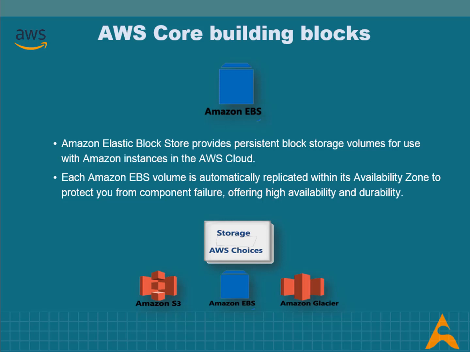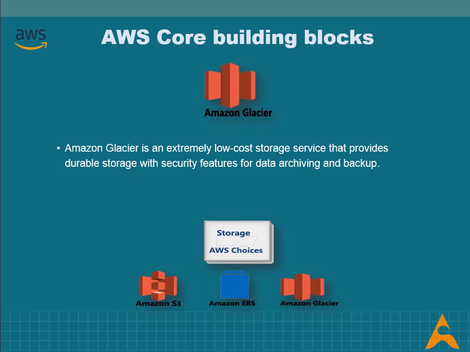Amazon EBS volumes offer the consistent and low latency performance needed to run your workloads. With Amazon EBS, you can scale your usage up or down within minutes, all while paying a low price for only what you provision. Moving next to Amazon Glacier.